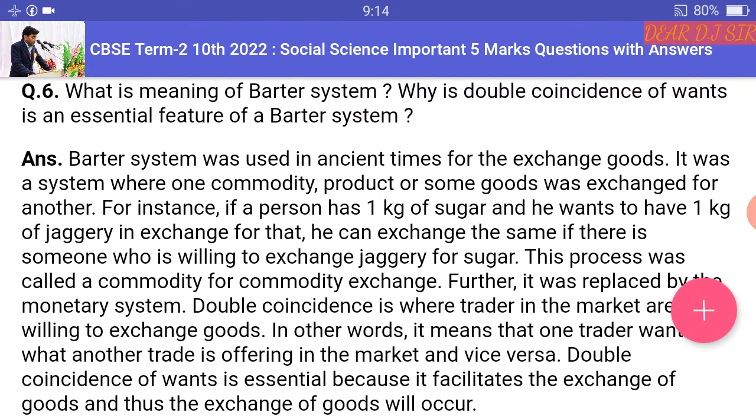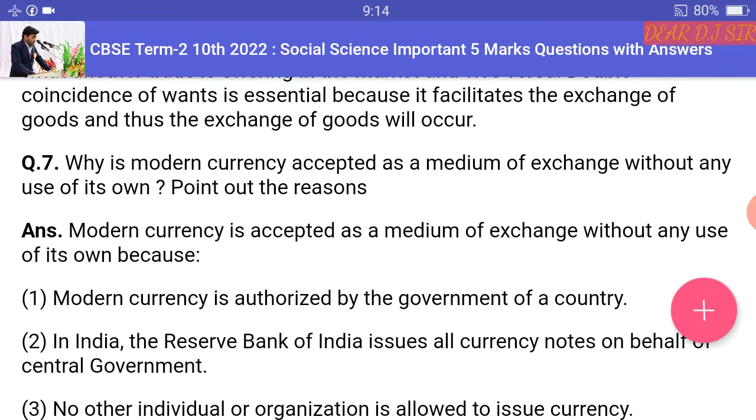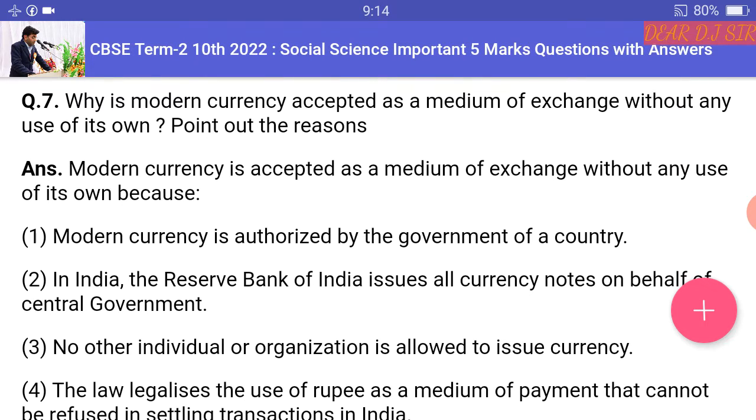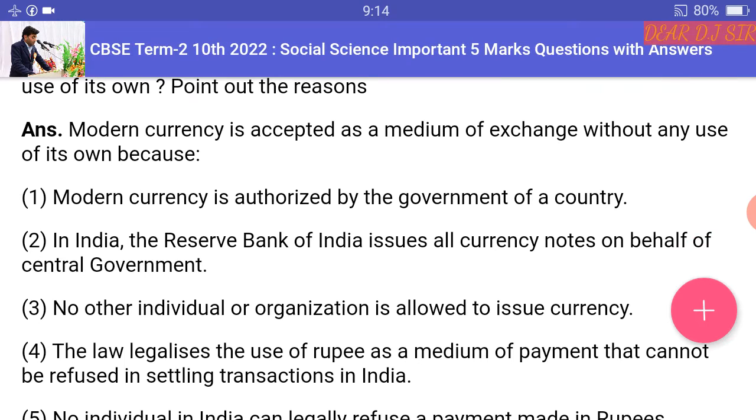Here the sixth question is, what is meaning of barter system? Why is double coincidence of wants an essential feature of barter system? Here the seventh question is, why is modern currency accepted as a medium of exchange without any use of its own? Point out the reasons.